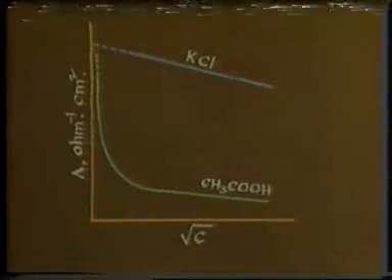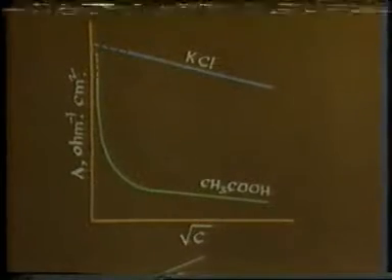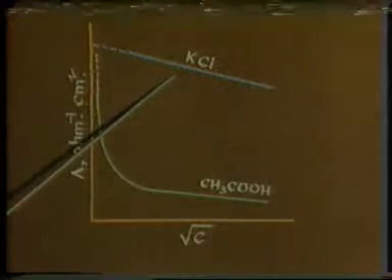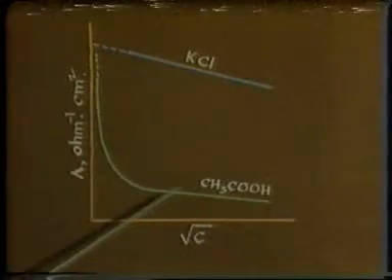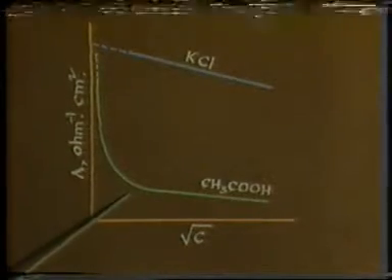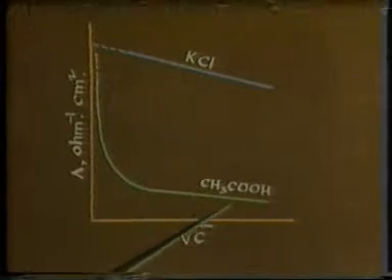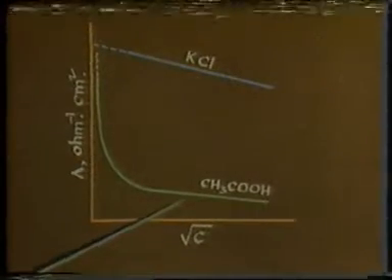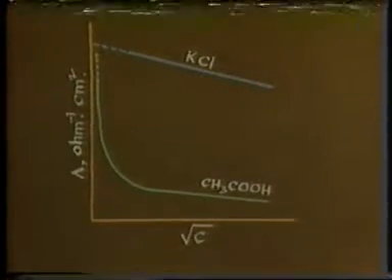According to this law, when equivalent conductivity is plotted versus root C, we expect a straight line. In the case of a strong electrolyte, that is KCl, we get a straight line as shown in the figure. But in the case of acetic acid, there is a sudden fall of equivalent conductance at lower concentrations, and thereon it becomes a straight line. Acetic acid is a weak electrolyte, KCl is a strong electrolyte, which we have seen.